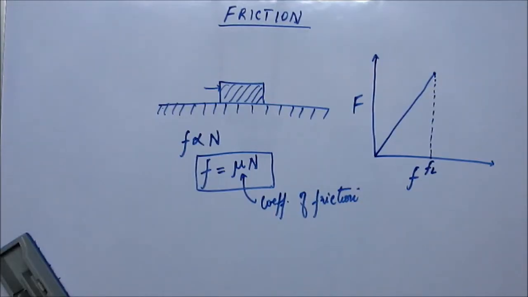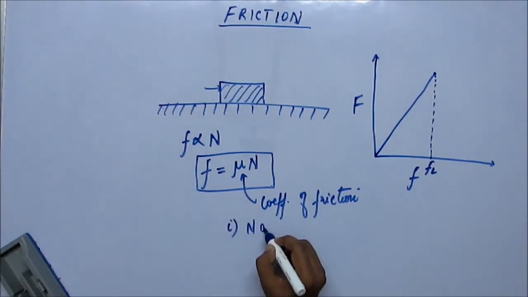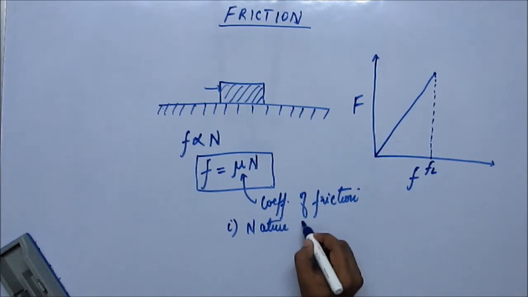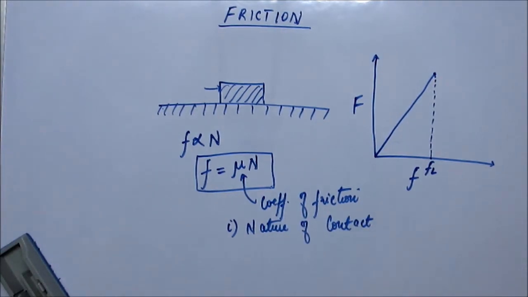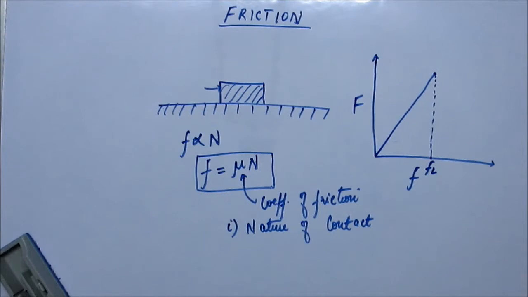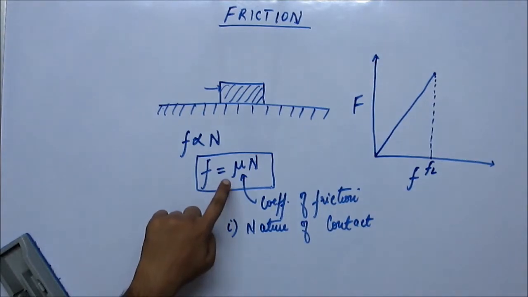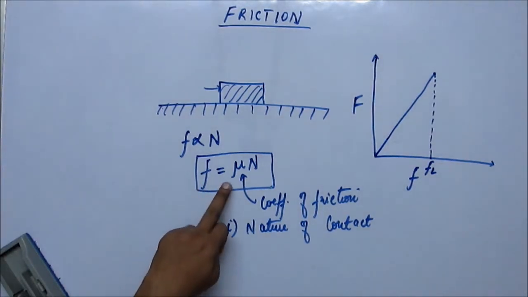This coefficient will depend upon the nature of contact, meaning whether the contact surfaces are rough or smooth. If the surfaces are smooth, the value would be lesser. If the contact is more rough, then the friction force will be more, so the value of mu will be more.